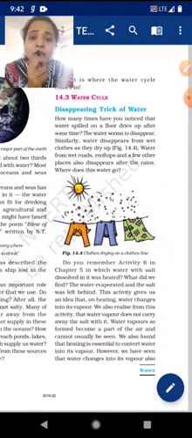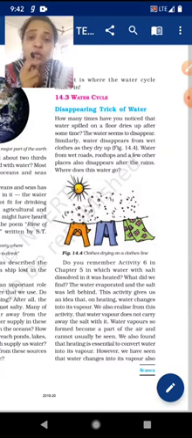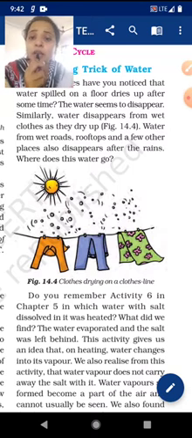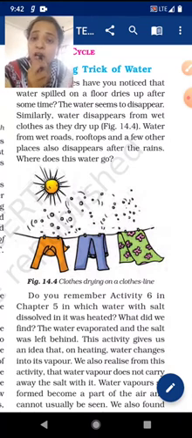How many times have you noticed that water spilled on a floor dries up after some time? The water seems to disappear. Similarly, the water disappears from wet clothes as they dry up, like when we keep wet clothes on a hanger. So we have to see how it disappears.